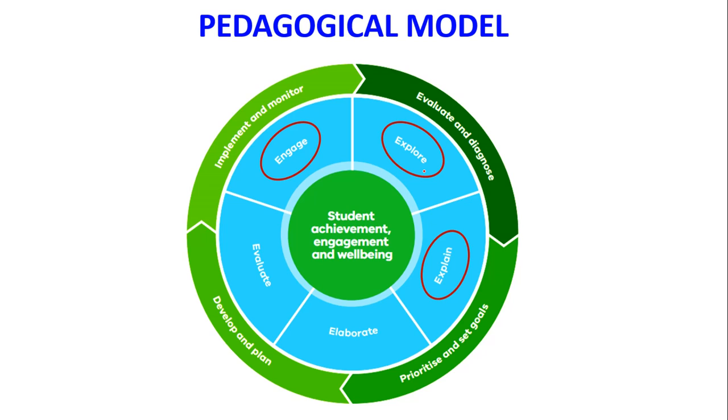And the third one is explain. Teachers explicitly teach relevant knowledge, concepts, and skills in multiple ways to connect new and existing knowledge. They monitor students' progress in learning and provide structured opportunities for practicing new skills and developing agency.